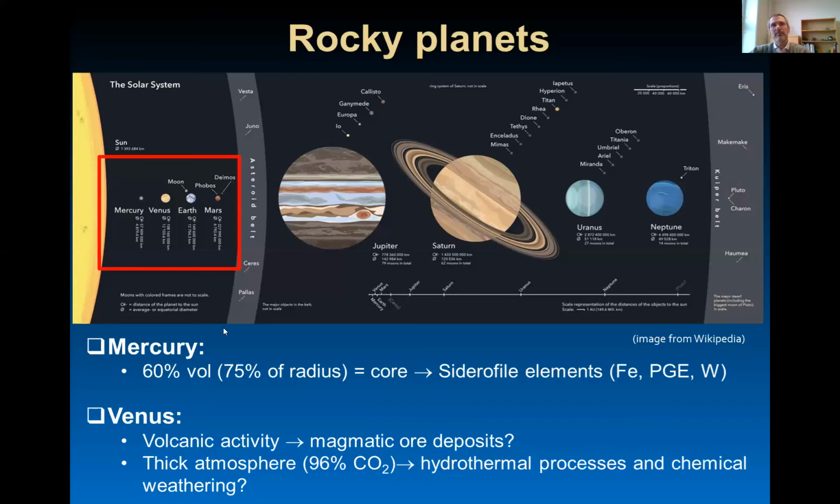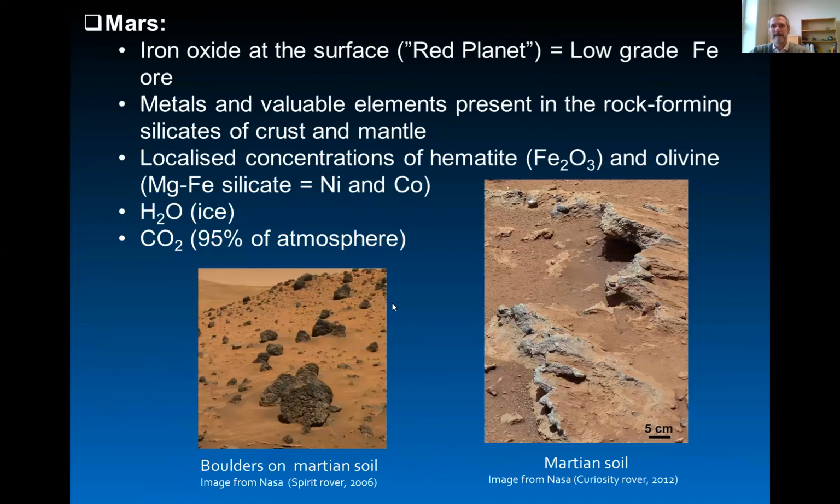Next rocky planet is Mars. Mars is quite similar to Earth. It has a metal core formed by iron and nickel. It has a mantle formed by silicates, a crust formed also by silicates, and most of the surface is covered by basalts.